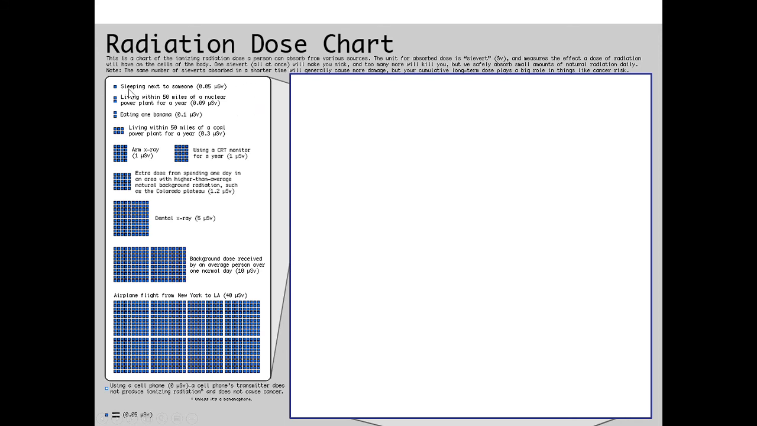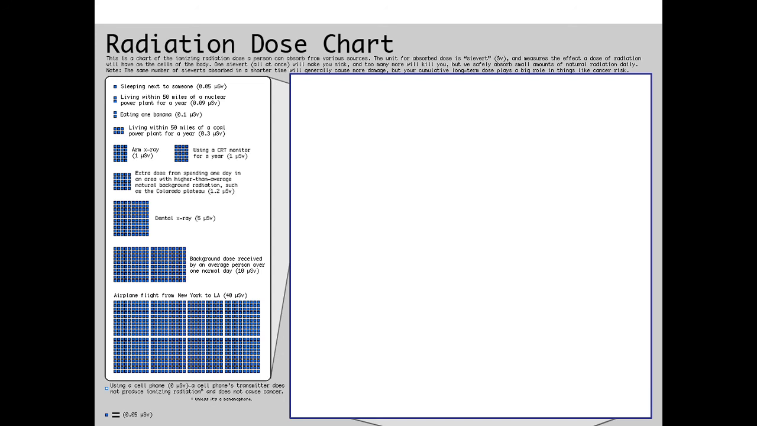Okay, so let's start with the smallest one, sleeping next to someone, 0.05 microsieverts. If you live within 50 miles of a nuclear power plant for a year, that's 0.09 microsieverts. So this is actually something I'd like to point out. Eating one banana gives you a little bit more radiation exposure than living within 50 miles of a nuclear power plant for a year. Now if you're looking at that saying, oh my God, I just had a banana this morning, it's okay. It's not a lot, but you shouldn't overdo it, just as you shouldn't overdo anything.